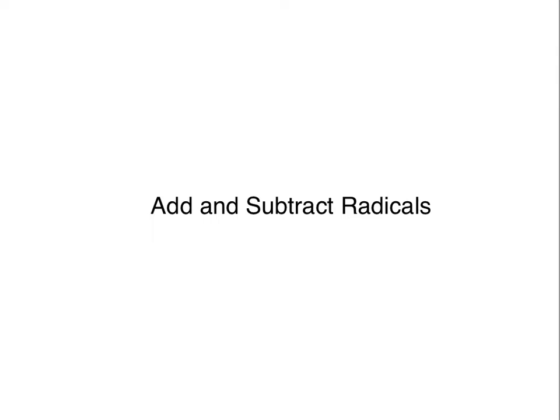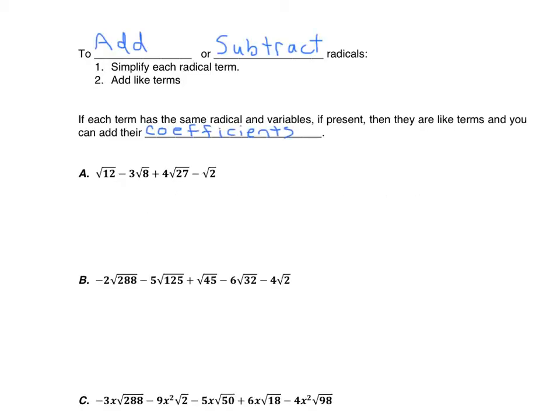In this tutorial, we will talk about adding and subtracting radicals. To add or subtract radicals, first simplify each radical term and then add like terms. If each term has the same radical and variables, if present, then they are like terms and you can add their coefficients. In letter A, we're going to look at a shortcut to simplifying radicals.